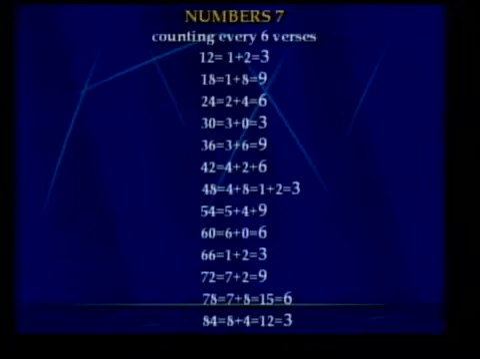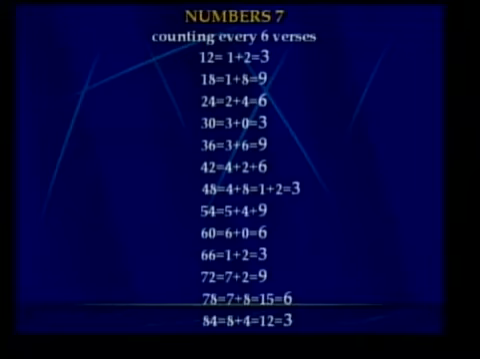In Numbers chapter 7, counting every 6 verses, verse 12, and then verse 18, then verse 24, and so on and so forth, okay? You're going to take that verse to the lowest denominator. In your King James Bible, it's actually in bold. Verse 12 is in bold. It's darker than the rest of them. You're going to see it.